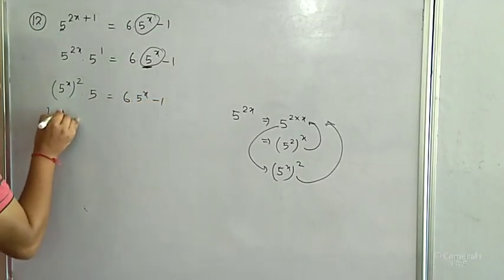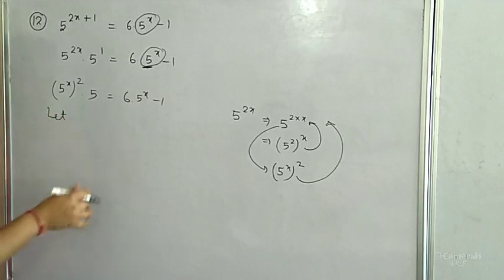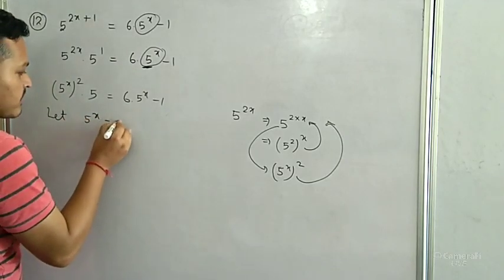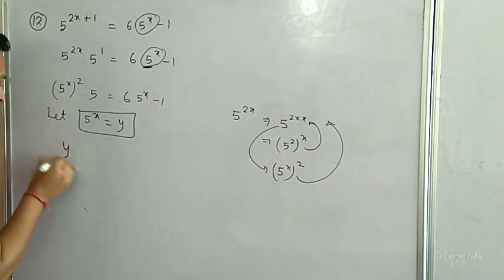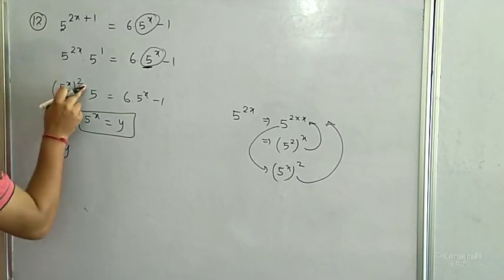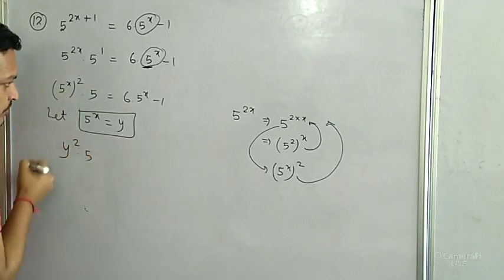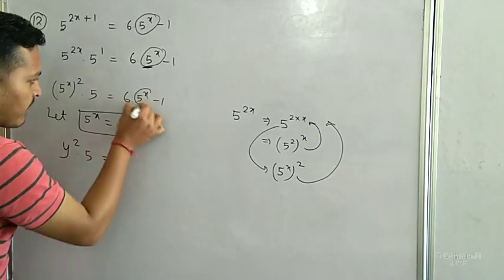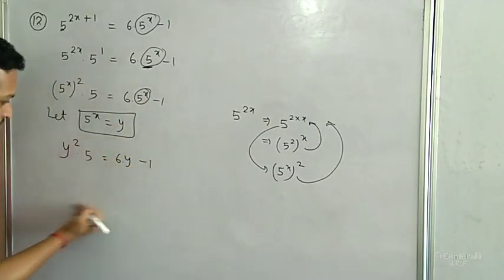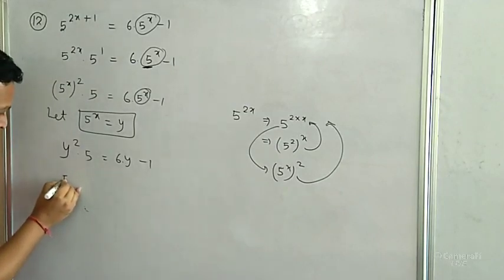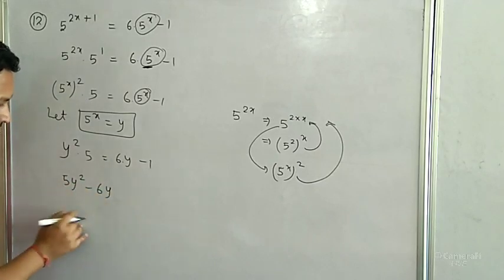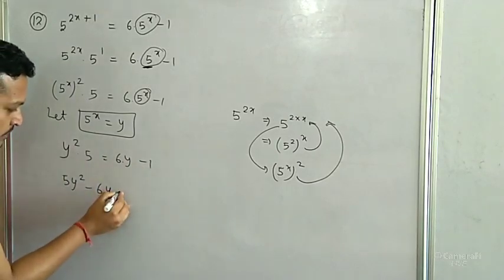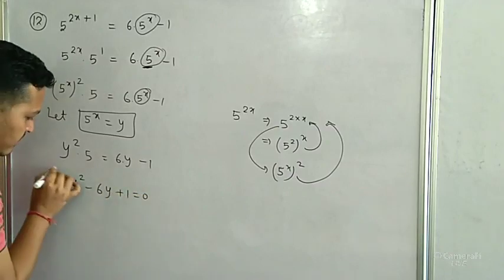Now let it be, because complication is coming, so we have to make it short. Let 5 to the power x be equal to y. So we can write this in terms of y: y whole squared into 5 is equal to 6 into y minus 1. Arranging on the left hand side, it becomes 5y squared minus 6y, and taking the 1 to the left hand side, plus 1 is equal to 0.